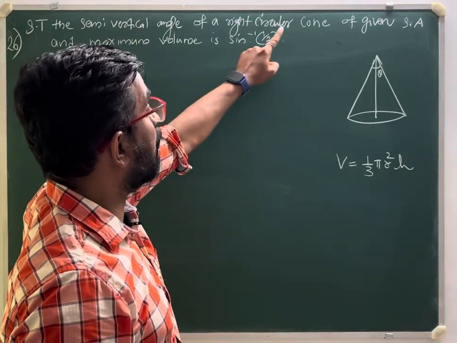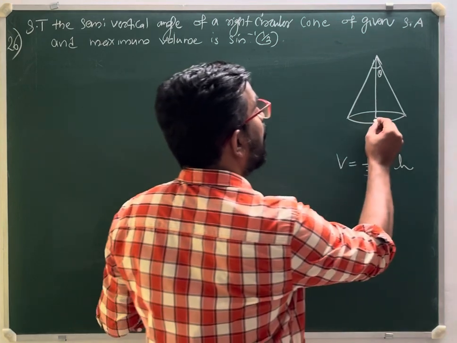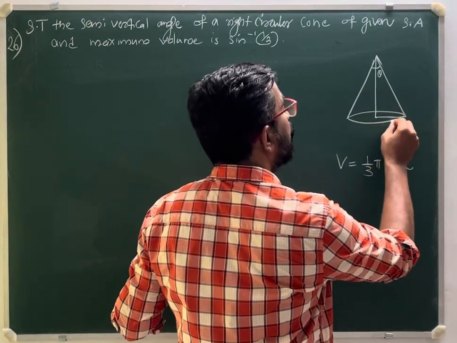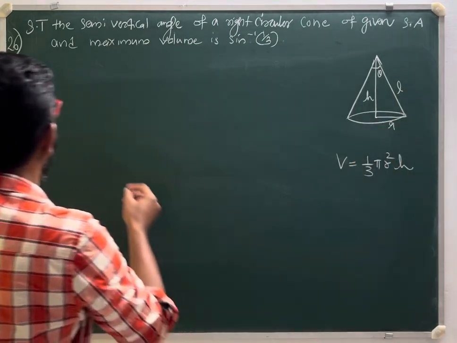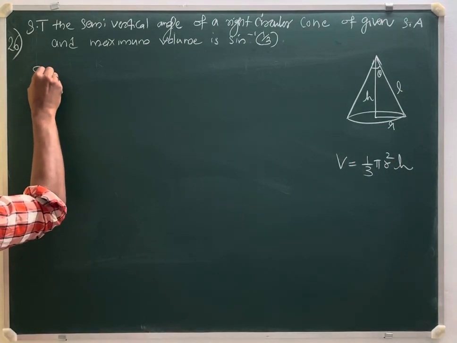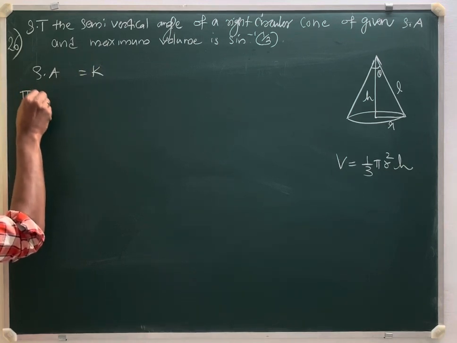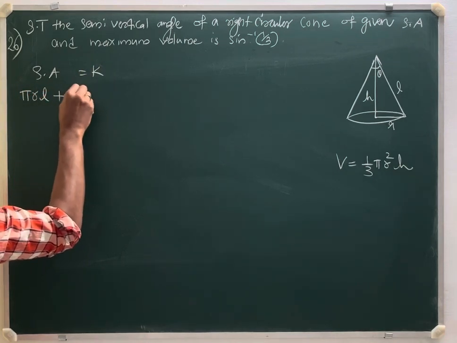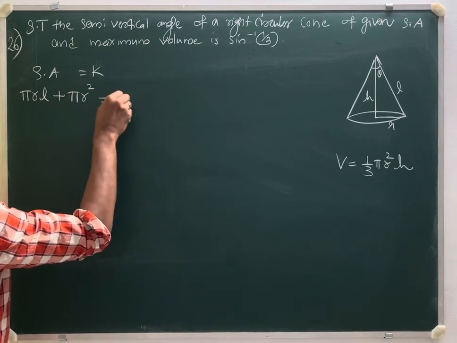The surface area. The total surface area is a constant thing. So to write total surface area, I need a radius also. So this is radius, height, slant height. So surface area, we'll start here. Surface area is a constant. What is surface area? Pi r L, that is the curved surface area, plus pi r square, that is the base circle, is equal to a constant.